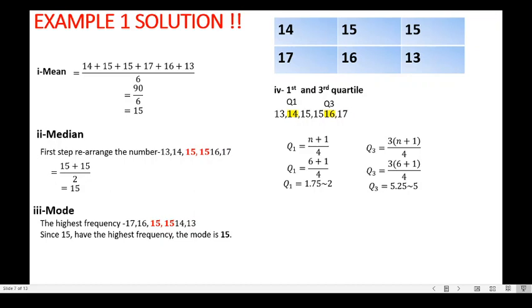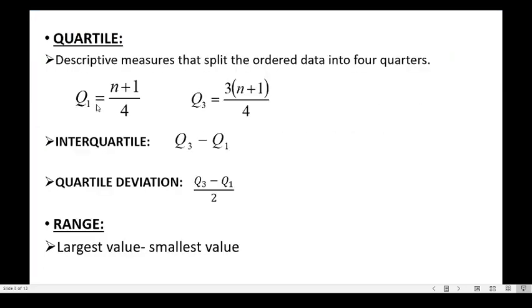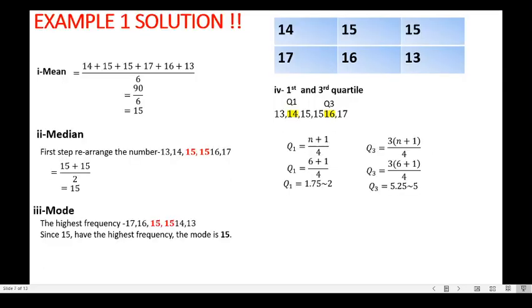So how do we calculate the mean? Like I said just now, the mean formula is the sum of x divided by n. Sum means the total of the numbers of x, and you divide by n, the number of data points in the set. So here the x values are 14, 15, 15, 17, 16, 13. When we talk about the sum of x, it means you need to total all the numbers of x.